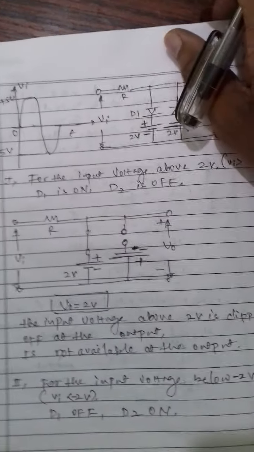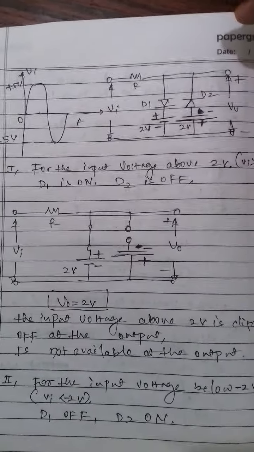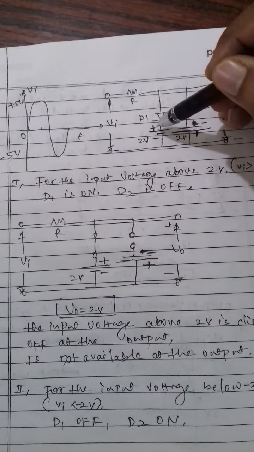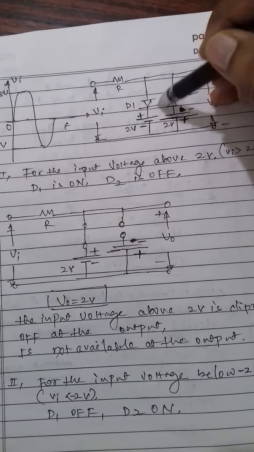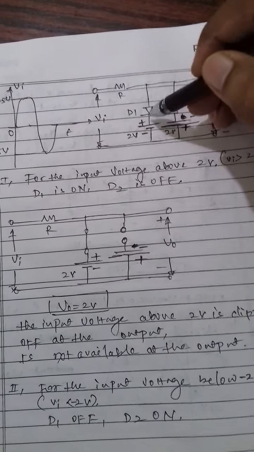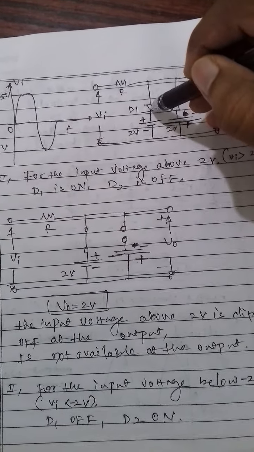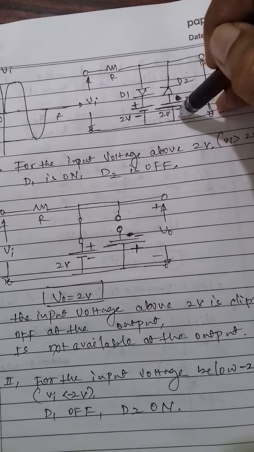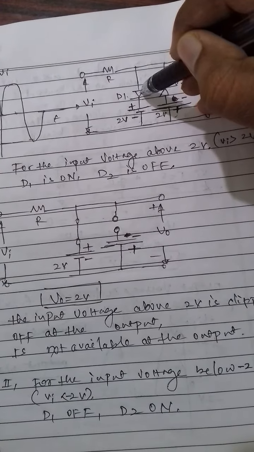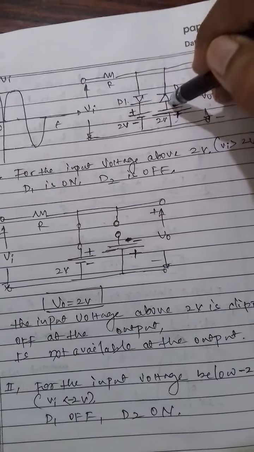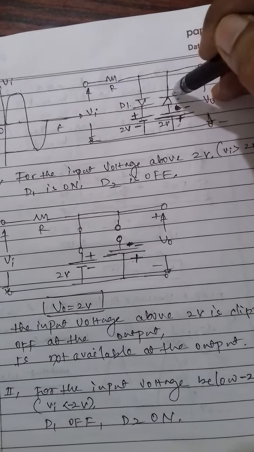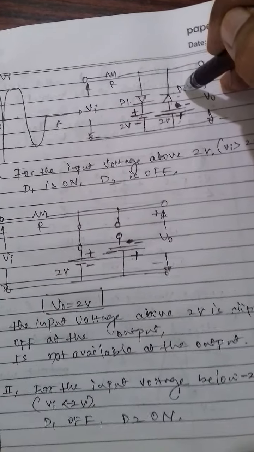Now this is one example of a clipping circuit. Here two diodes are used with two DC voltages in series with the diodes. For diode D1, a plus 2 volts DC is connected in series with the diode. For the diode D2, a minus 2 volts DC is connected in series with the diode D2.